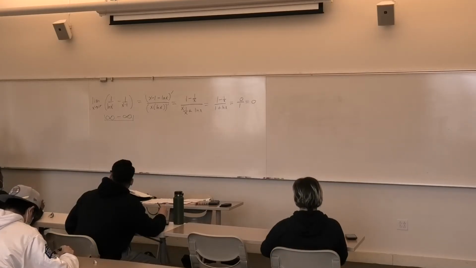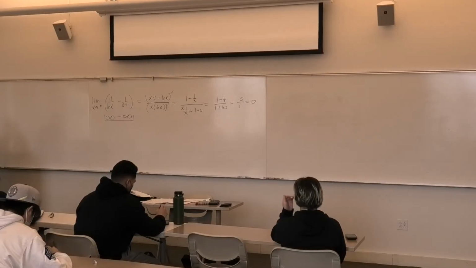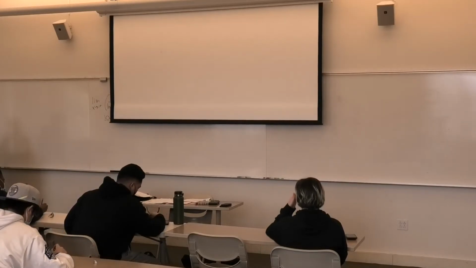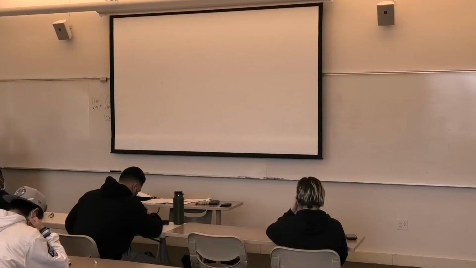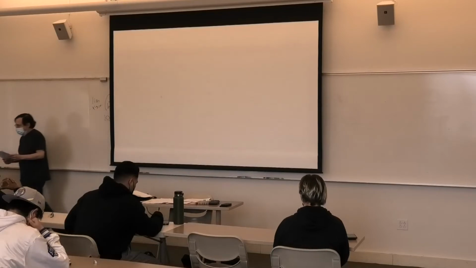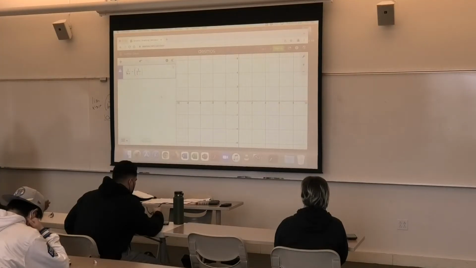I'd like to just show how you can use something like Desmos or your calculator to verify this, see what's actually going on. So it's 1 over the log of x minus 1 over x minus 1.